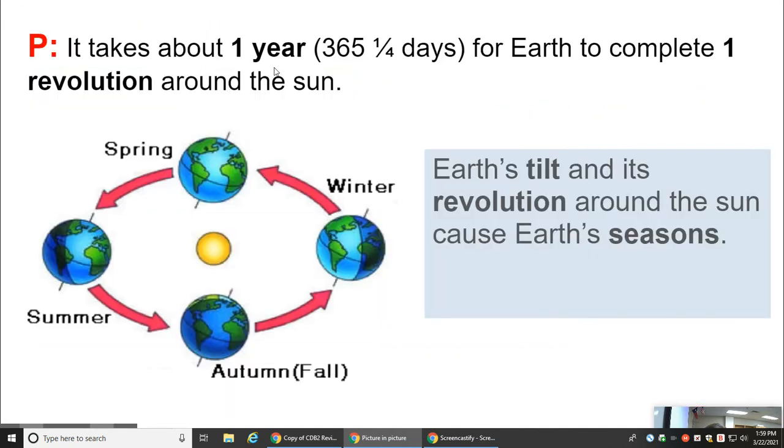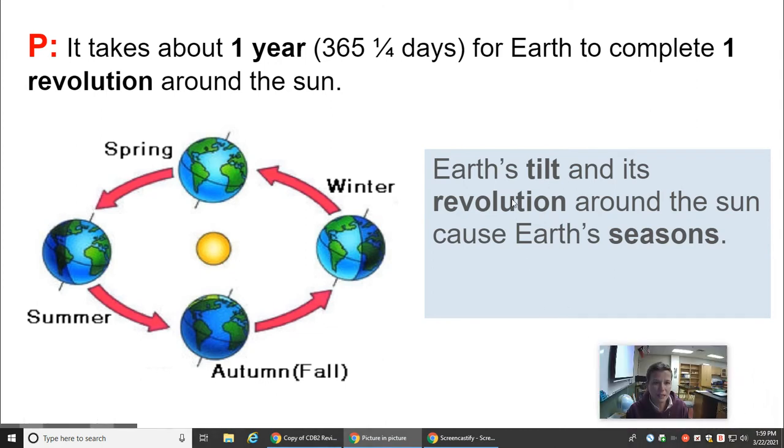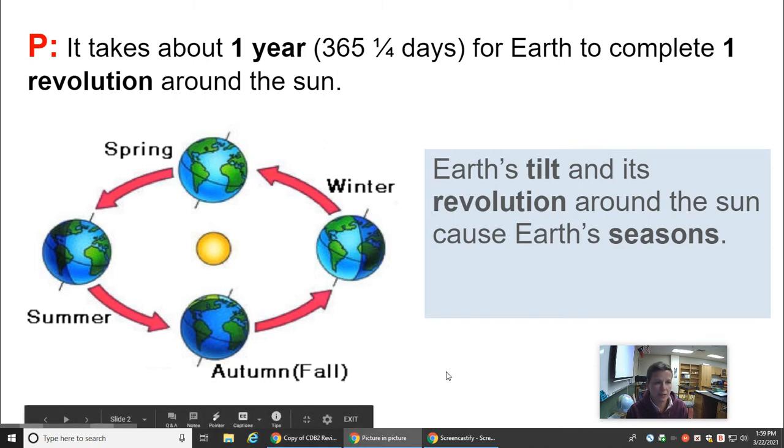It takes about 1 year, 365 and a quarter days, for Earth to complete one revolution around the sun. It's Earth's tilt at that 23.5 degrees and the revolution around the sun that causes seasons. So, two reasons for seasons: the tilt of the Earth and the revolution around the sun.